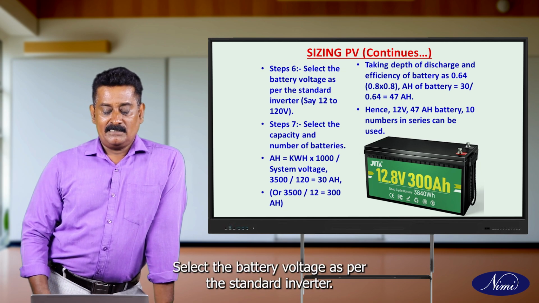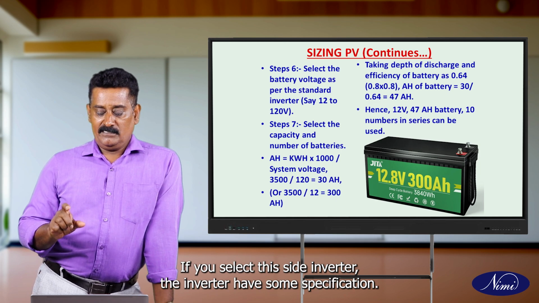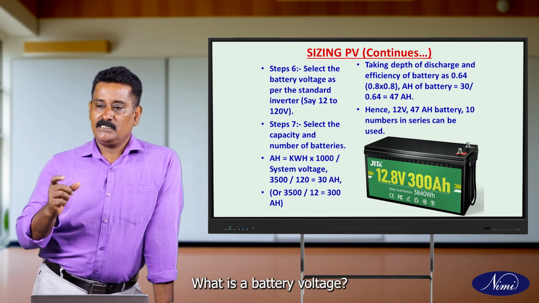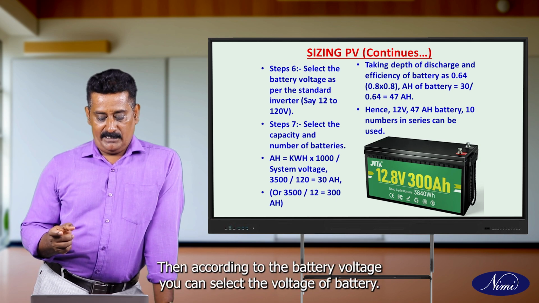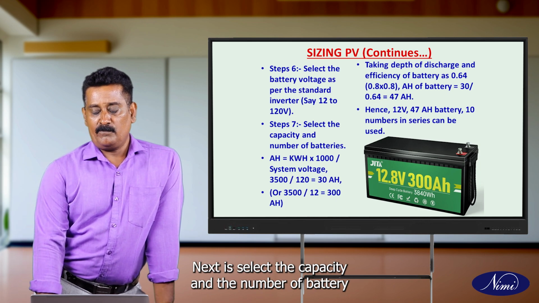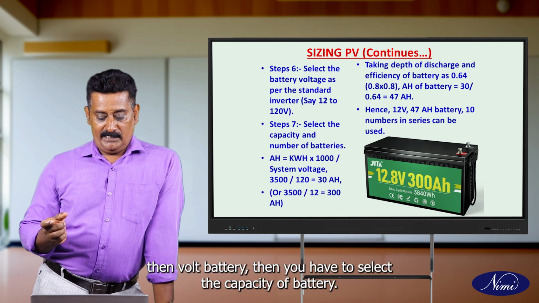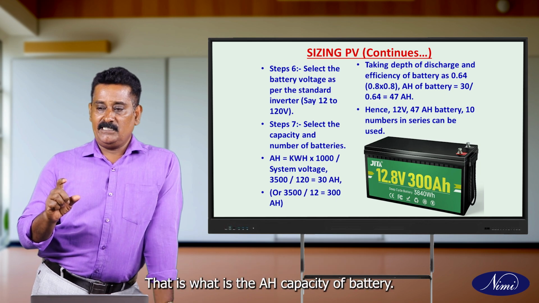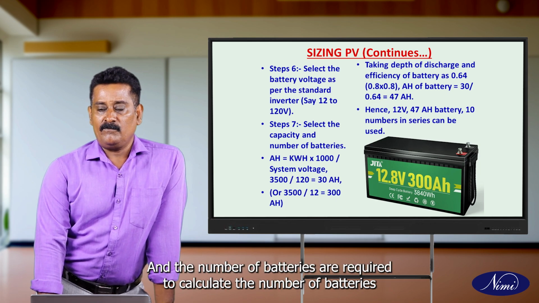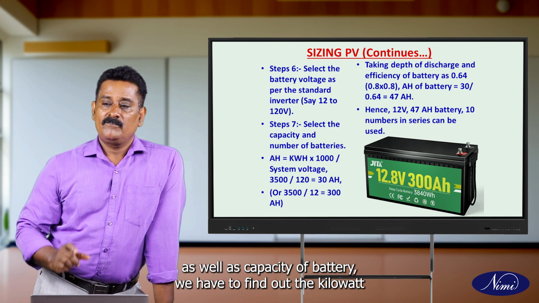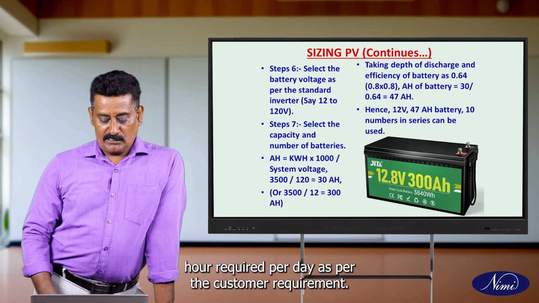Next, step number 6: select the battery voltage as per the standard inverter. If you select the inverter, the inverter has some specification for the battery voltage. Then according to the battery voltage, you can select the voltage of the battery. Next, select the capacity and the number of batteries. Once you decide, for example, if you are selecting a 12 volt battery, then you have to select the capacity of the battery, that is the AH capacity, and the number of batteries required. To calculate the number of batteries as well as the capacity of the battery, we have to find out the kilowatt hour required per day as per the customer requirement.